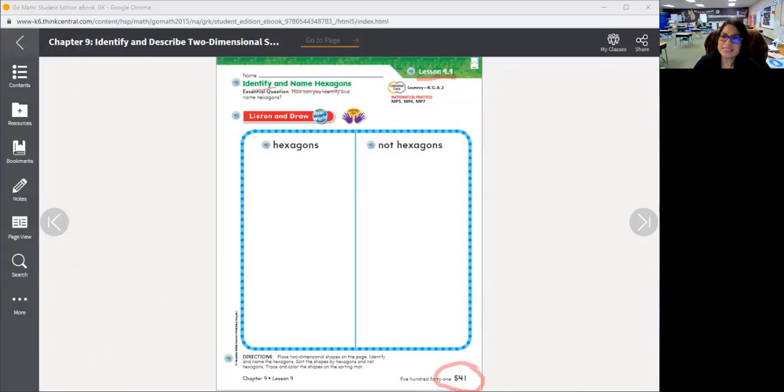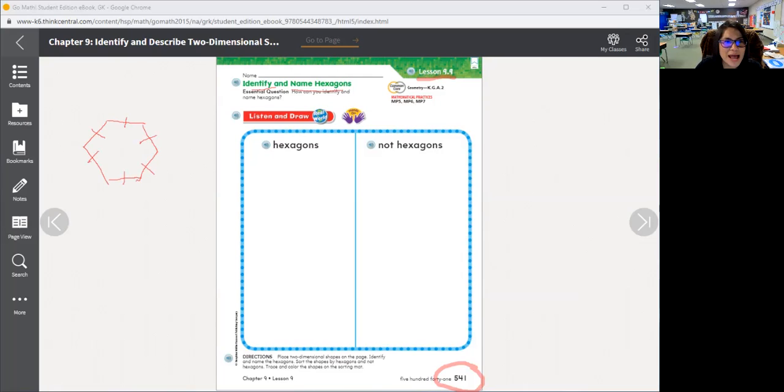Well, it's pretty easy, right? Let's figure out what we need to know about a hexagon. And I know you guys are super, super smart. You're going to get this super fast. Okay, a hexagon has 6 sides. 1, 2, 3, 4, 5, 6. 6 sides.